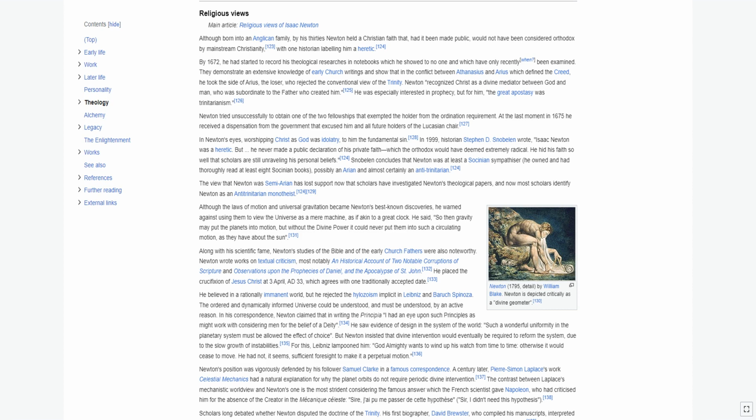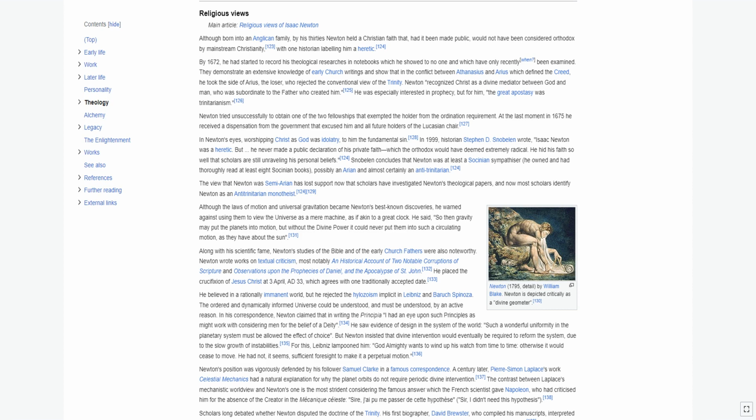Although the laws of motion and universal gravitation became Newton's best-known discoveries, he warned against using them to view the universe as a mere machine, as if akin to a great clock. He said, "So then gravity may put the planets into motion, but without the divine power it could never put them into such a circulating motion, as they have about the sun."